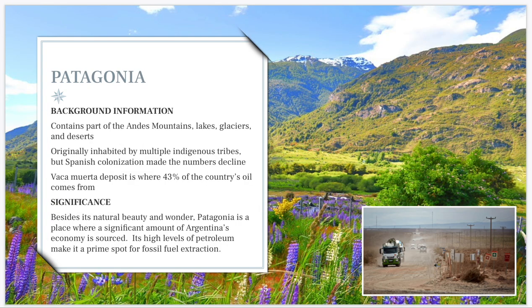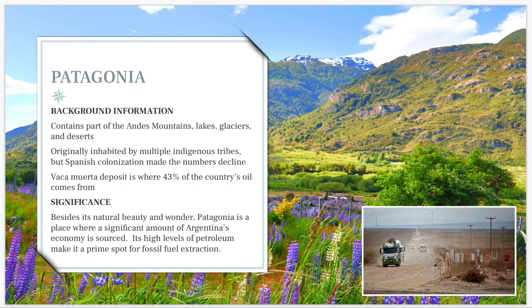The next stop is Patagonia. This is a very beautiful area in Argentina. It contains part of the Andes Mountains, lakes, glaciers, and deserts, so it really does have it all. It was originally inhabited by many indigenous tribes, but Spanish colonization took over and made the numbers of indigenous people decline rapidly, so that is unfortunate, but that is what happened here.